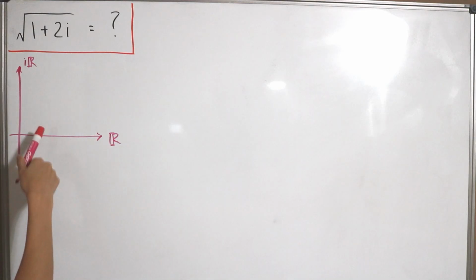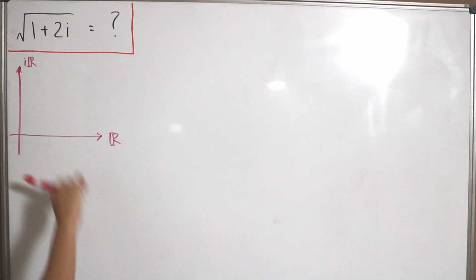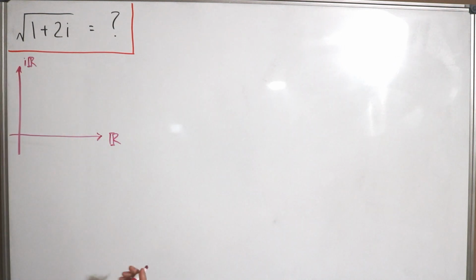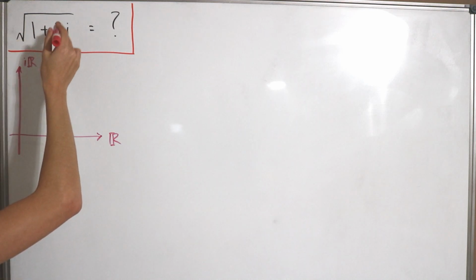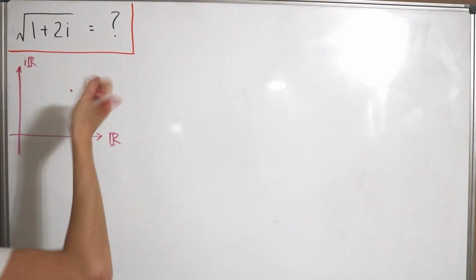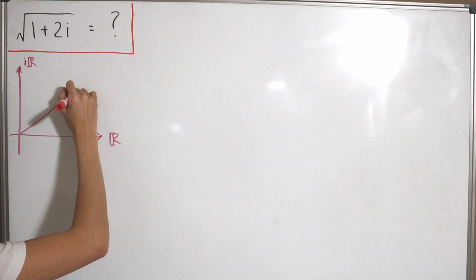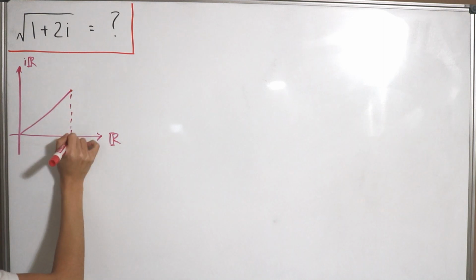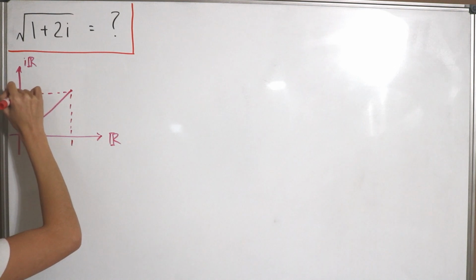Okay, so here's the complex plane. Our x-axis we call the real axis, and the y-axis we call the imaginary axis. What we want to do first is graph the point 1 plus 2i, or (1, 2) in the complex coordinates. So over here it goes by 1 horizontally, and then up by 2i.